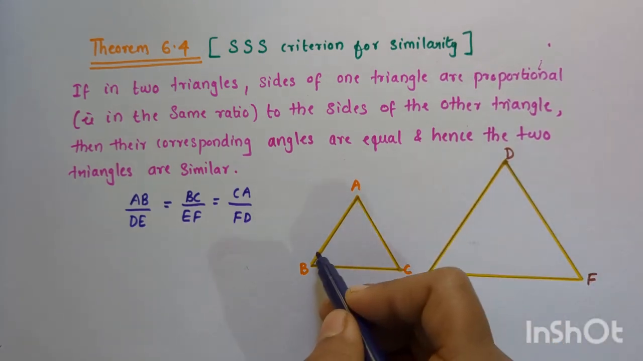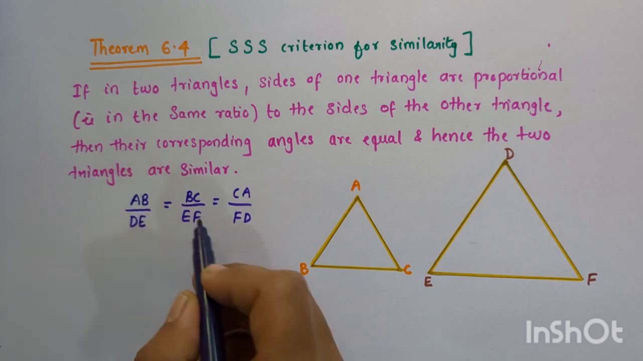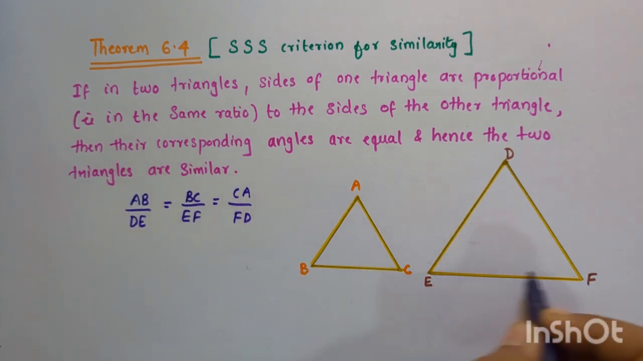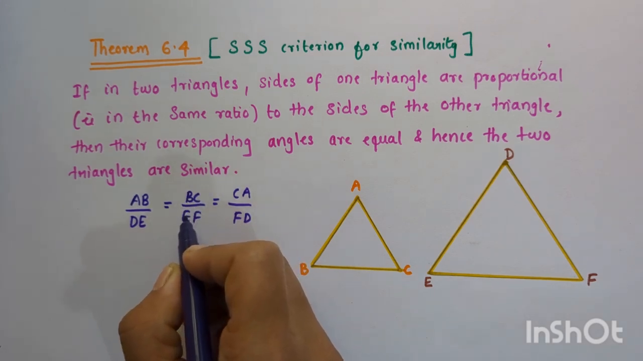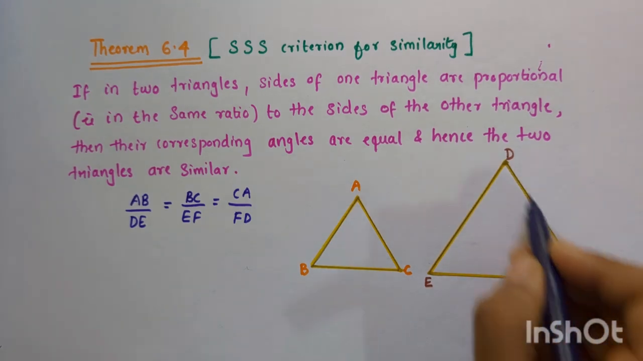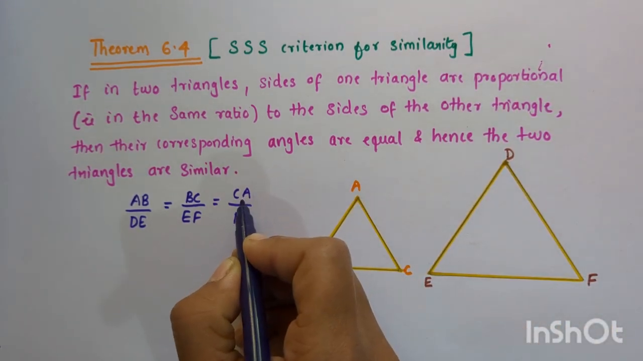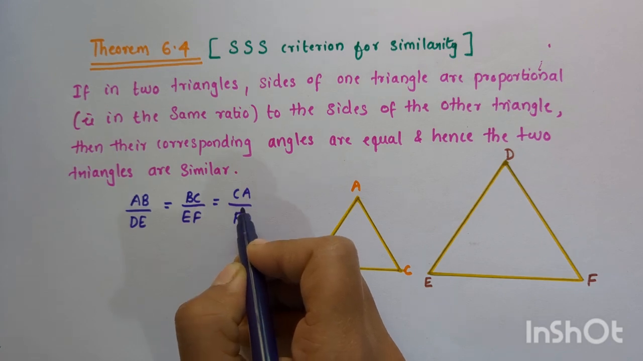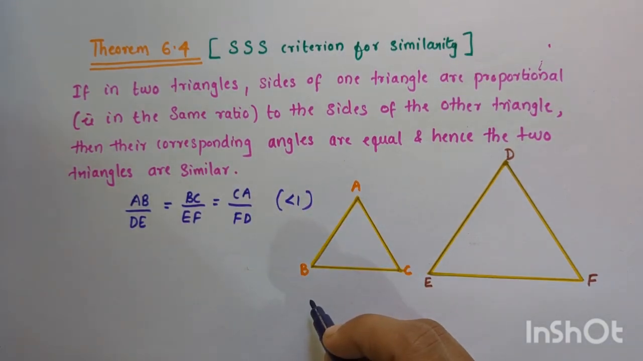It is very clear from this figure that this DE is greater than AB. So, AB by DE will be less than 1. Similarly, BC by EF. EF is greater than BC. So, denominator is greater than the numerator, so this ratio will also be less than 1. Now, CA by FD. FD is greater than CA, so the denominator is greater than the numerator in this ratio. So, this ratio also will be less than 1.